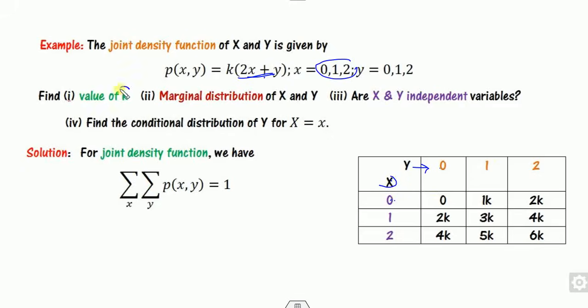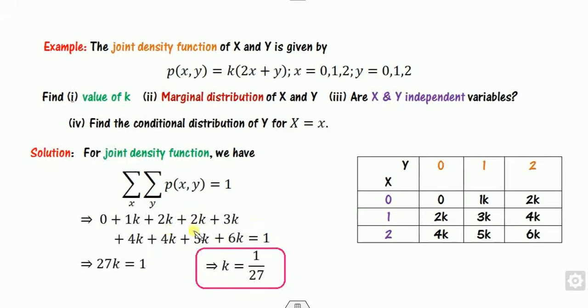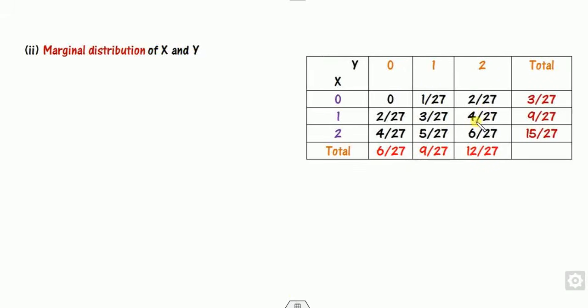Now what is the value of k? For the joint density function, we know that the sum must be 1. So 0 plus 1k plus so on, you can find the total. This must be 1. So the value of k is 1 by 27. It means the function is nothing but something over 27. So you can substitute the value of k here, and you will get this.